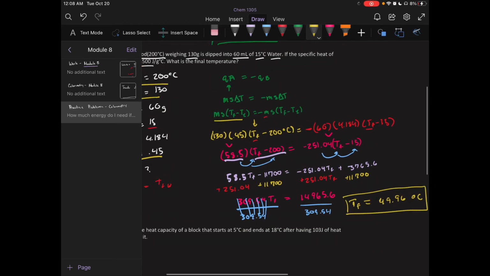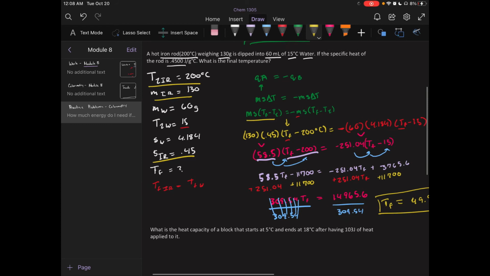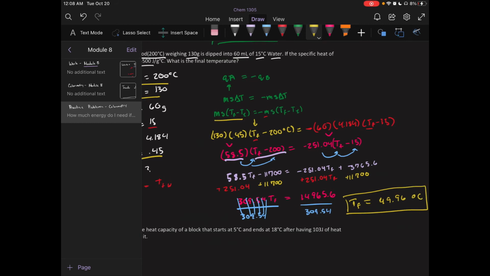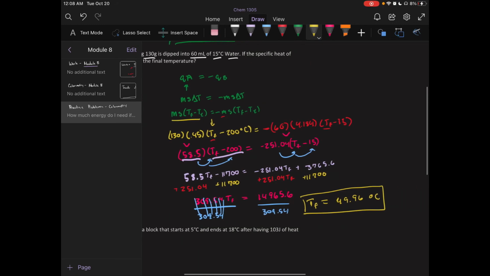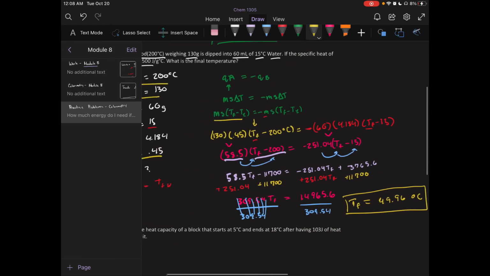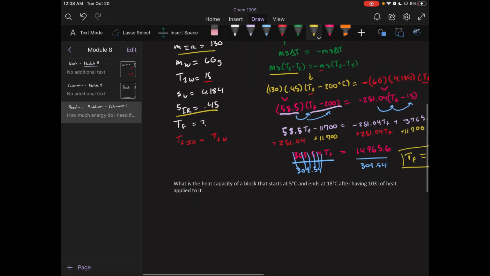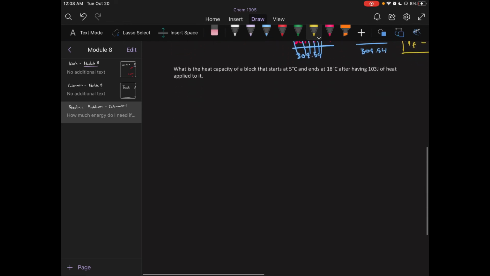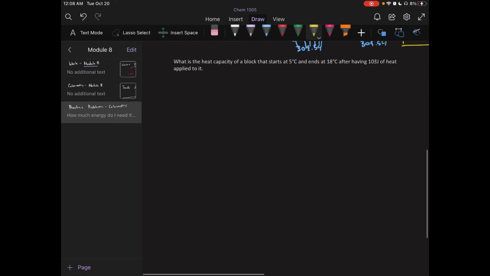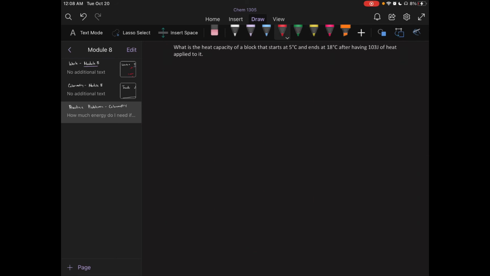This is saying that if I take this hot iron rod and dip it into this cold water, the temperature will drop or rise, depending on what you're talking about, to 49.96 degrees Celsius. So that's just the temperature final, and remember this is an equilibrium, so the water and the rod are at the same temperature. Okay, cool, last problem, and then we'll call it a day.